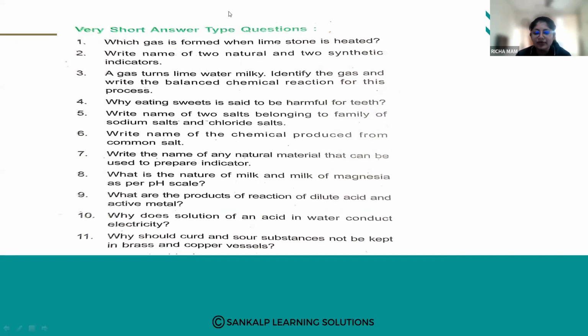If you want to answer, you can use the chat box, and there you can give your answers. Let us start with the question answers, that is very short answer. For very short answers, you have to give to the point. You should not explain this. Very short means one word or one sentence. It will be for 1 mark. So let us start with the first question.